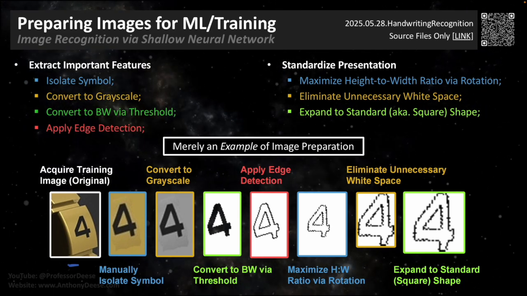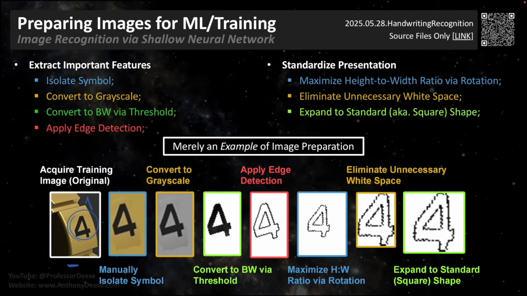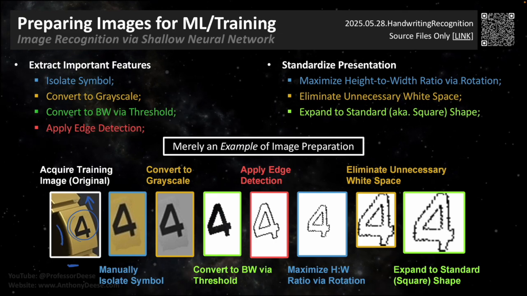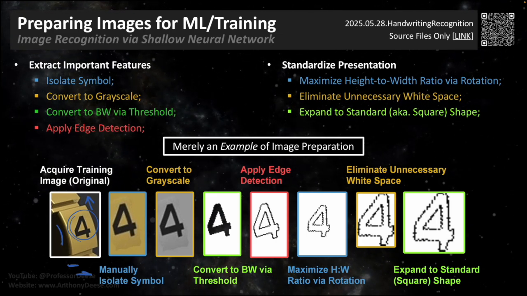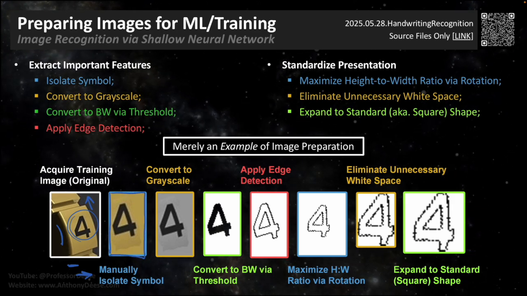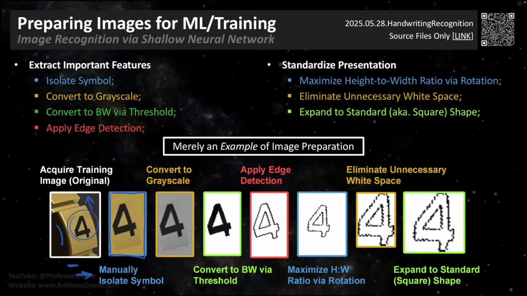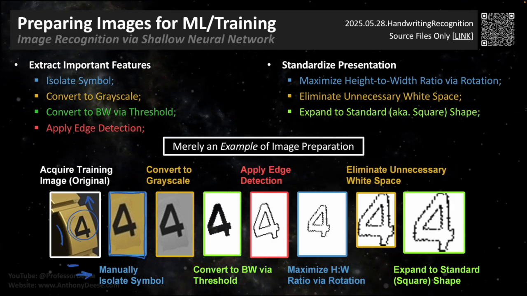The first thing that I did was I downloaded this image of a 4 from the web. You can see it's slightly off axis and seems to be printed on the side of this gear or some sort of a mechanism. Now, I did cheat a little bit and manually isolated the symbol. I probably could have done this in code. It would have been a little bit complicated, and more importantly, it would have made this module pretty long, and I didn't want to sacrifice that time.